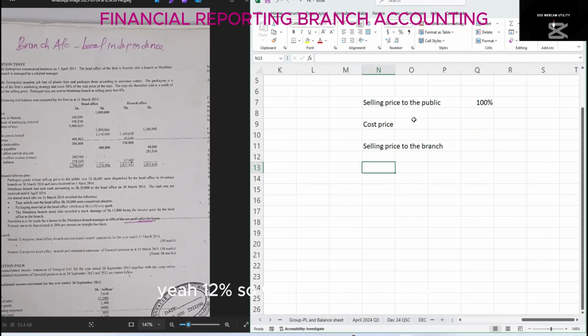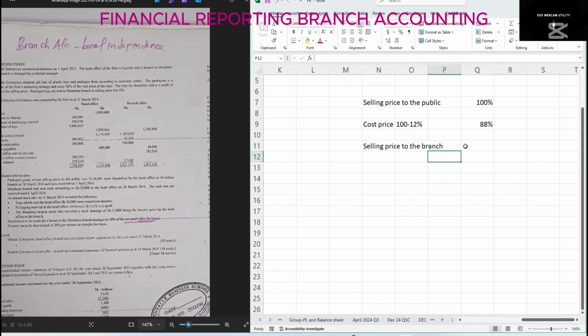Yes, 12%. So what is the cost now? If we have the profit margin and we have the selling price, what will be our cost price? 100 minus the profit margin of 12%. So our cost price will be 88%. Now, what about selling to the branch?